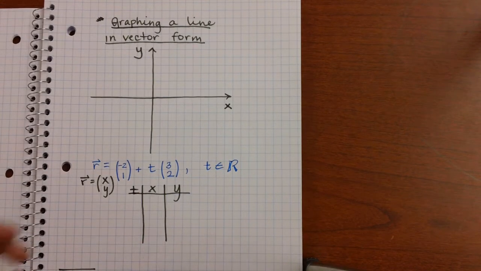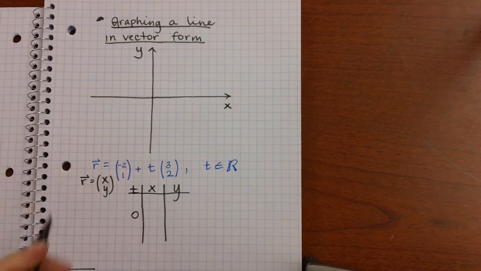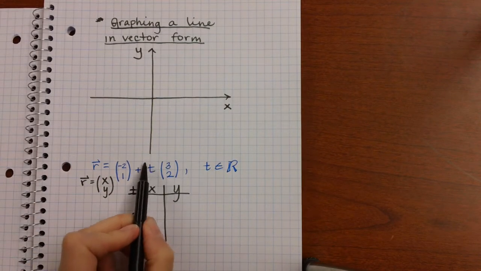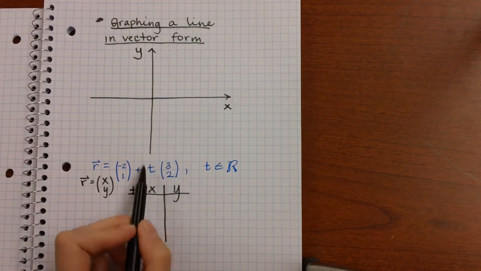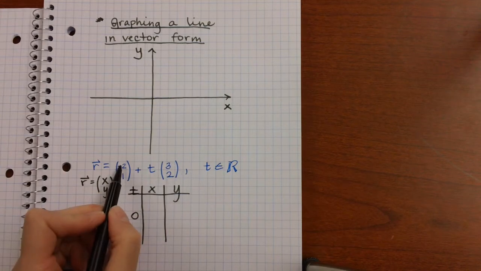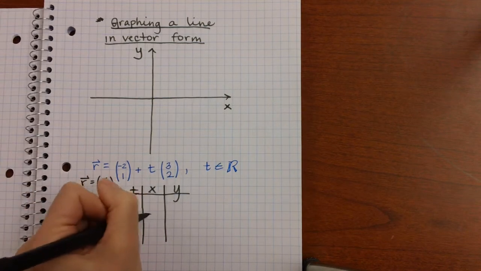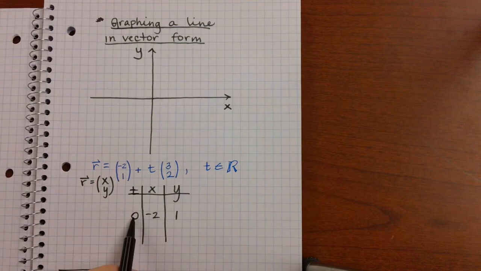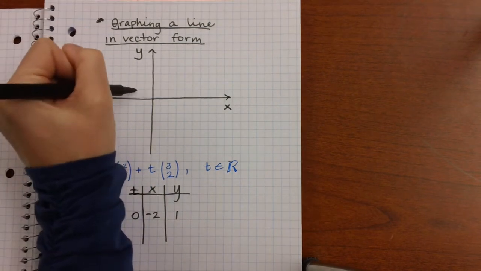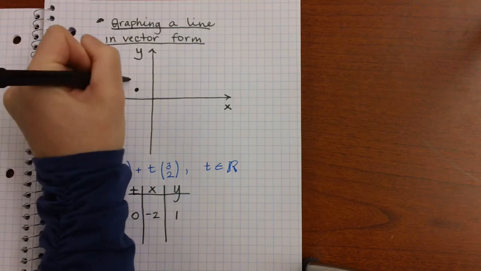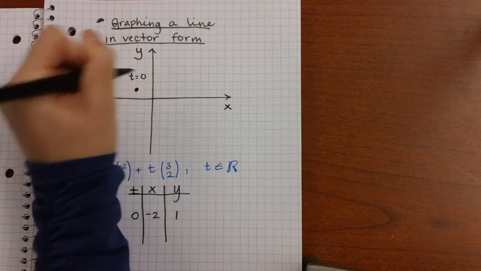So say t is equal to 0. If t is equal to 0, then this part is 0, and x is equal to -2, and y is equal to 1. So when the parameter is equal to 0, my point is -2, 1. And this is when my parameter equals 0.